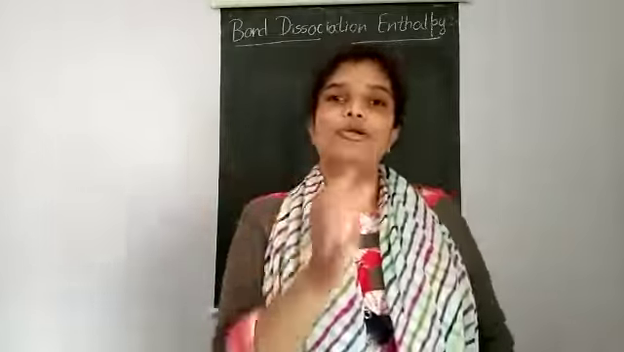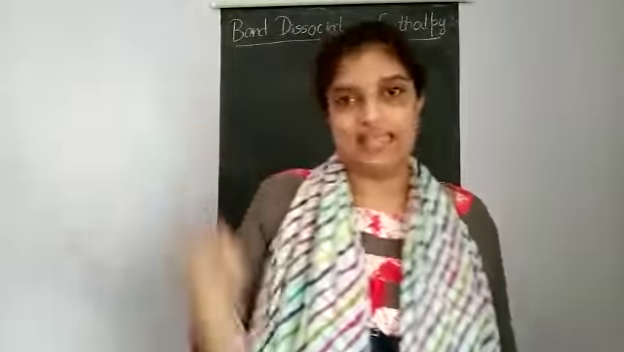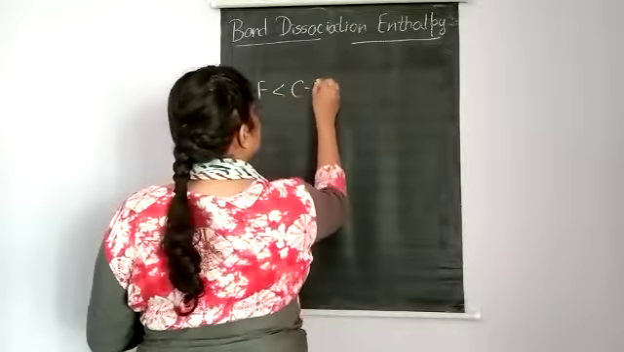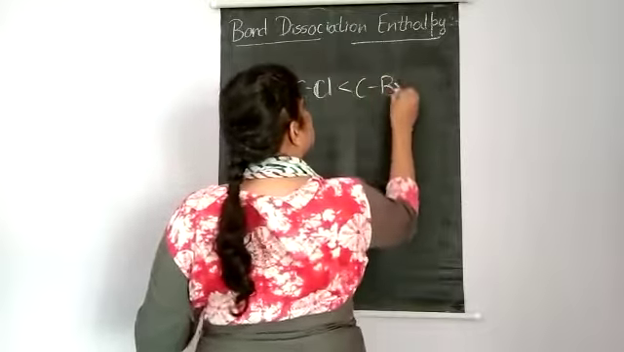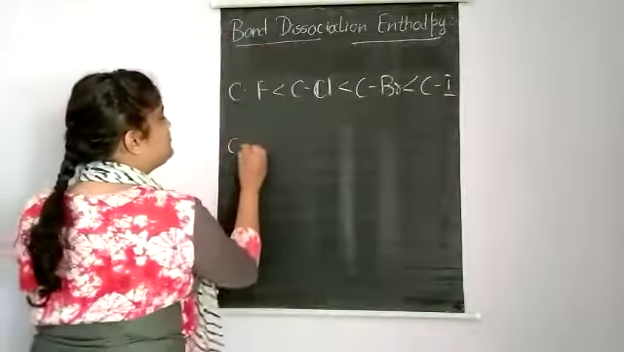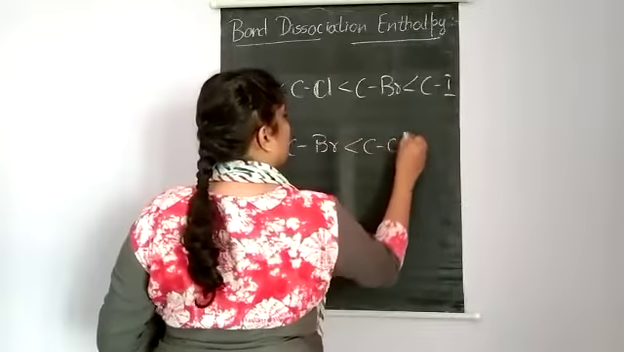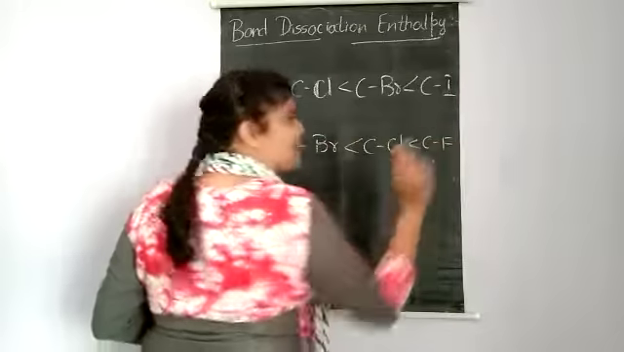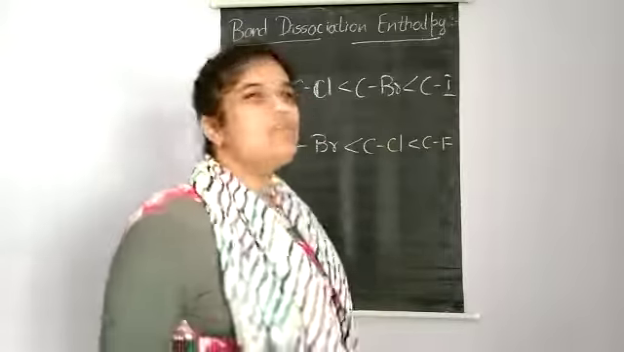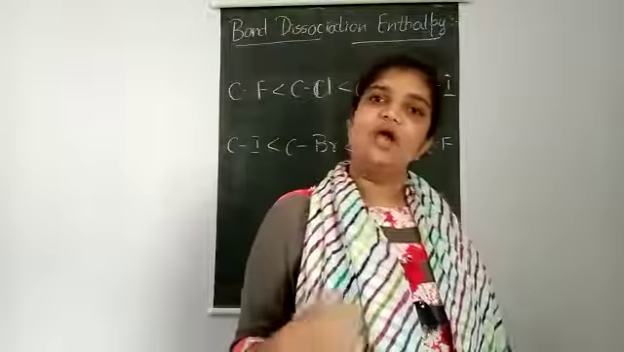So the order of bond dissociation enthalpy will be completely the reverse of the bond length order. This is the order of bond length, so how is the order of bond dissociation enthalpy? It will be the reverse of that, because of the size. Between carbon and iodine, the bond dissociation enthalpy will be very low. The energy required will be very much less when compared to the carbon and fluorine bond.